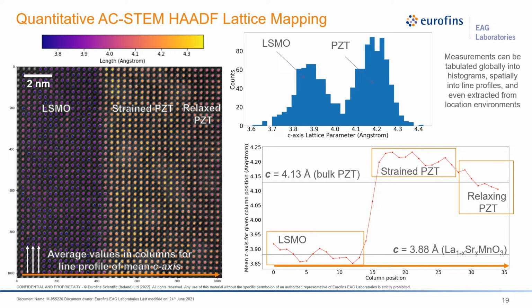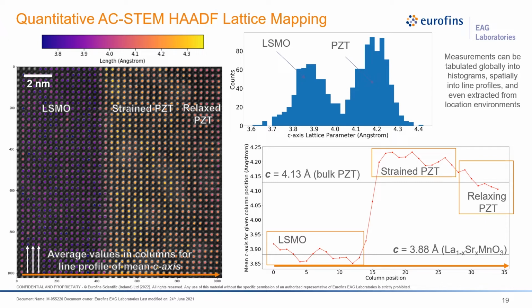We can present this data in a variety of different ways. Like I mentioned, we can color code the atom columns themselves. We can take an average line profile through this data, plotted here on the right, so you can see the lattice parameter on the left of LMSO, and then you can see how we get into a strained PZT region on the right as it relaxes back to its bulk parameter.